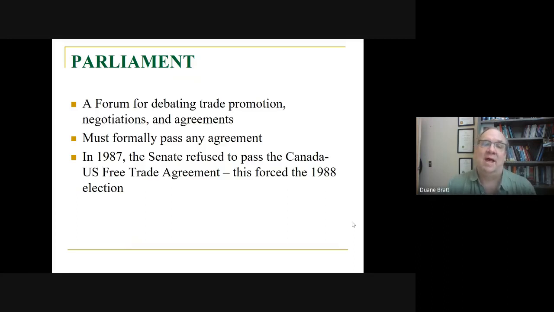It easily passed the House because Mulroney had a majority government, but the Senate delayed, and this forced an election, and the 1988 election was held largely on the Canada-US Free Trade Agreement, and that is why I'll do a separate video just on that case study.